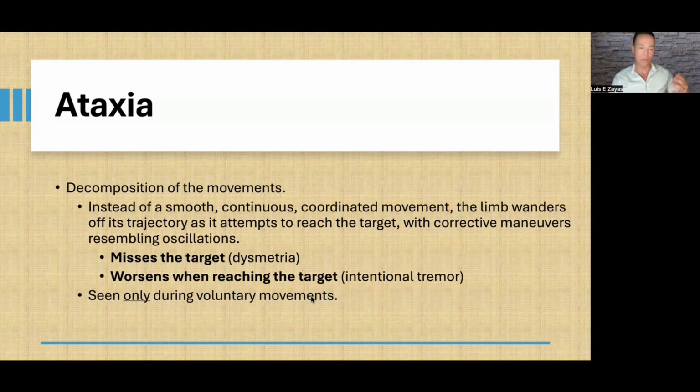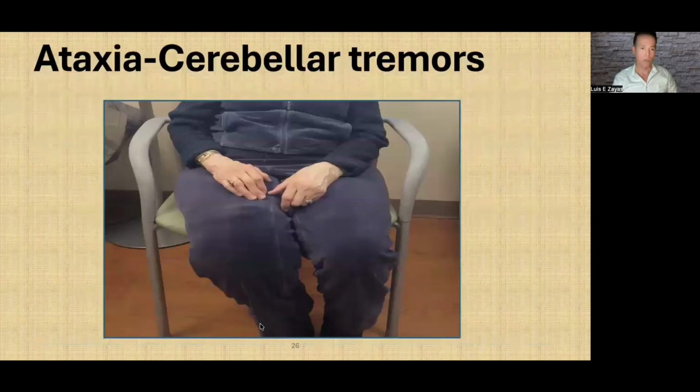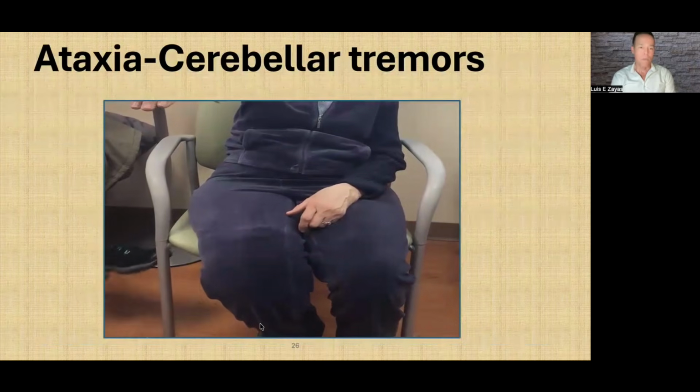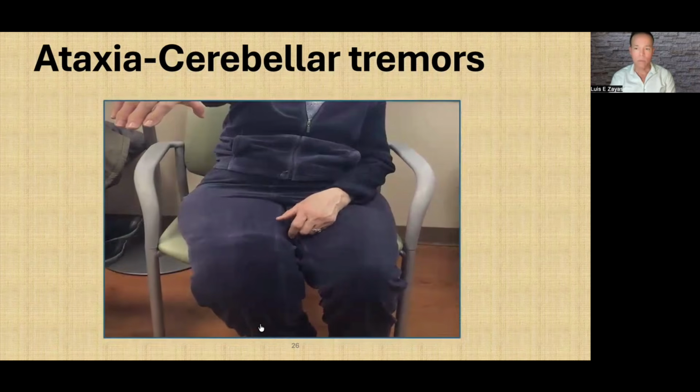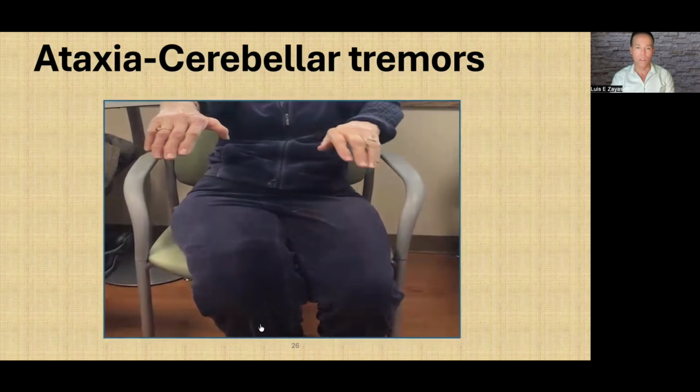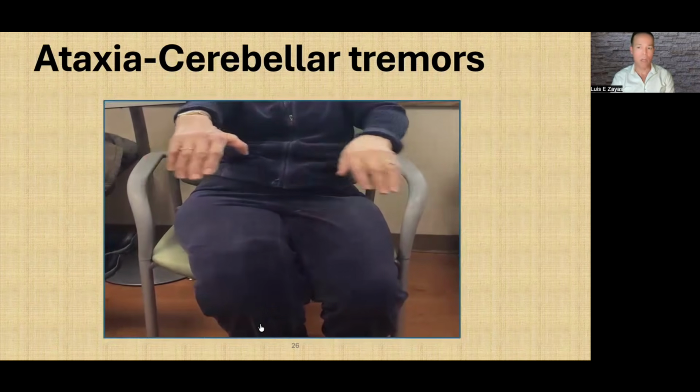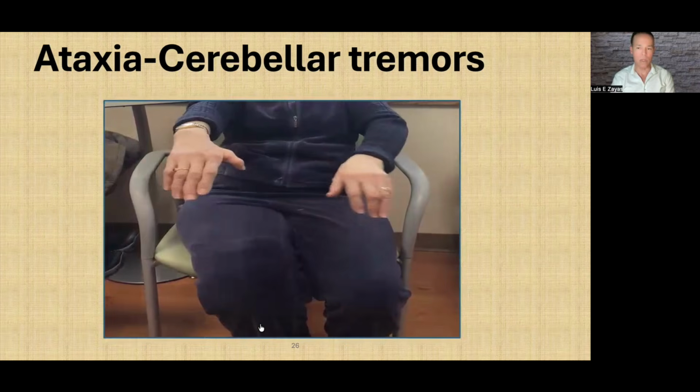Okay, so you test ataxia during action, during voluntary movement. You don't check for ataxia during resting because this is a problem that you see during action. Okay. Let's watch this video. Both hands up. So action tremor should not be during resting, only during action.